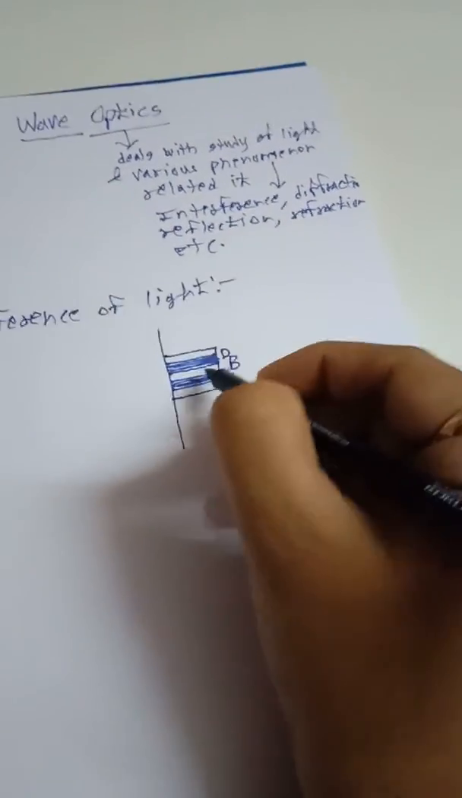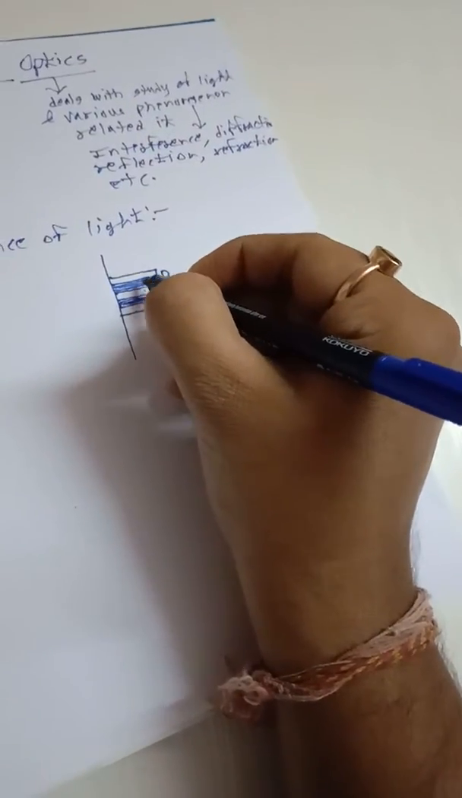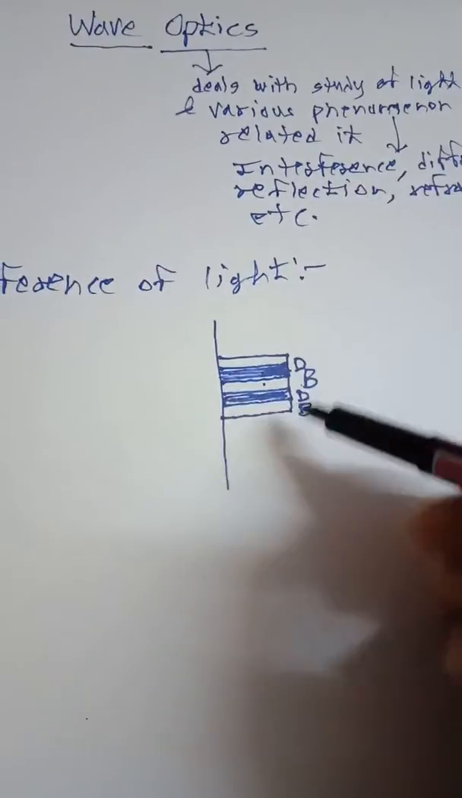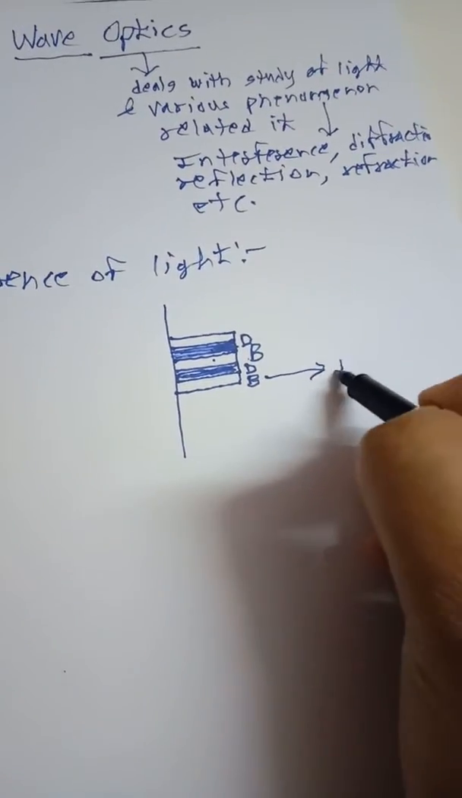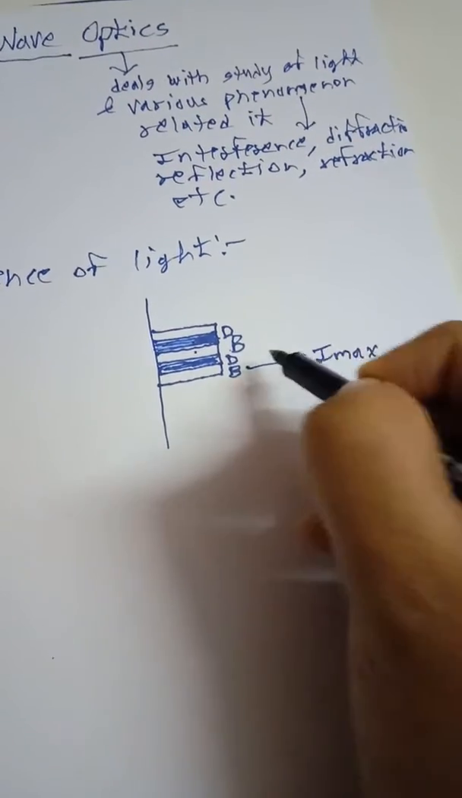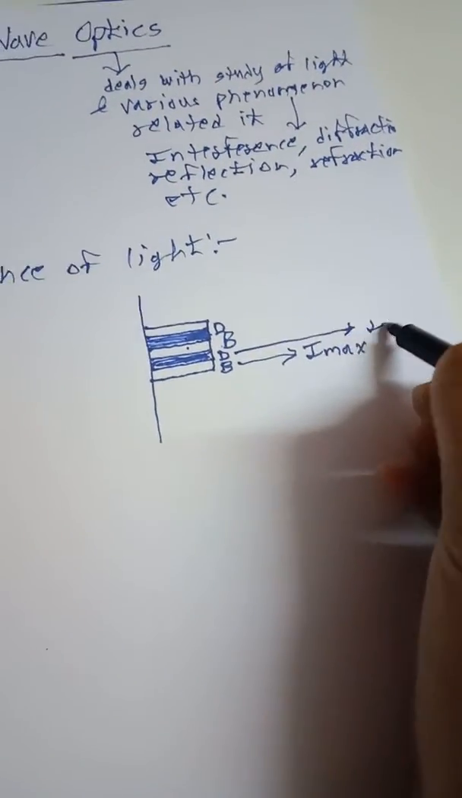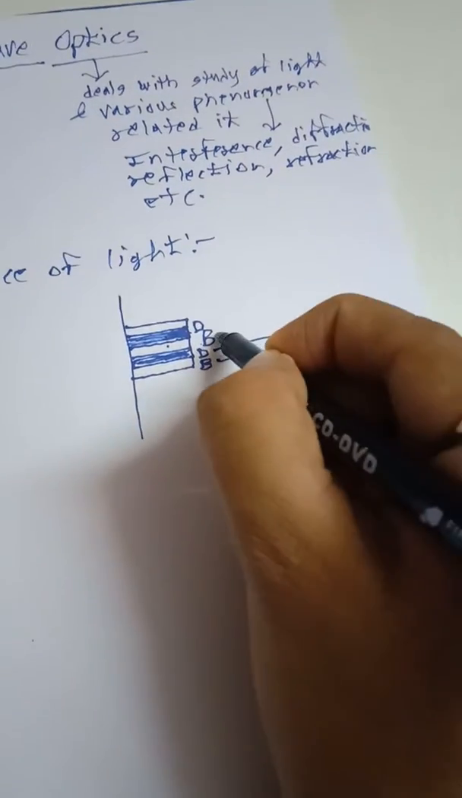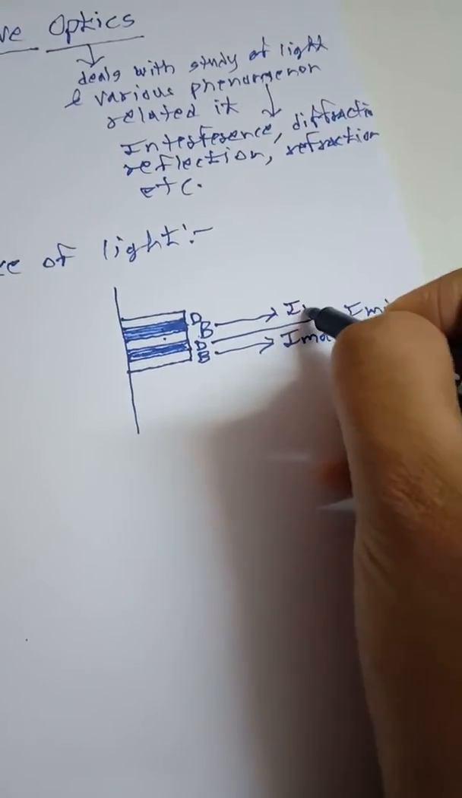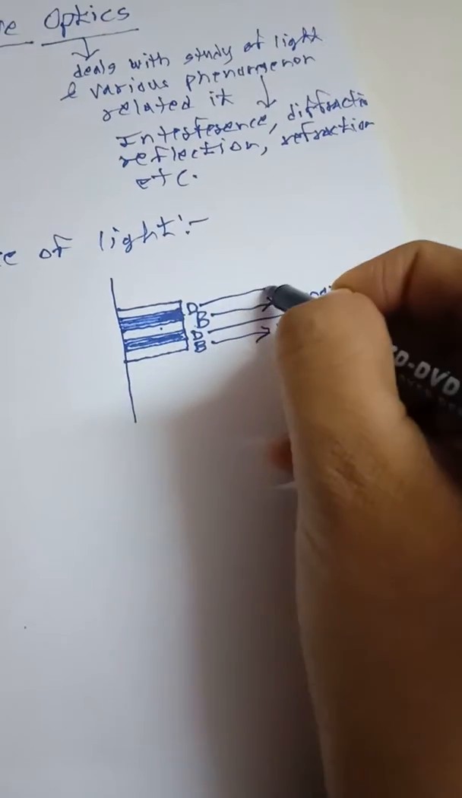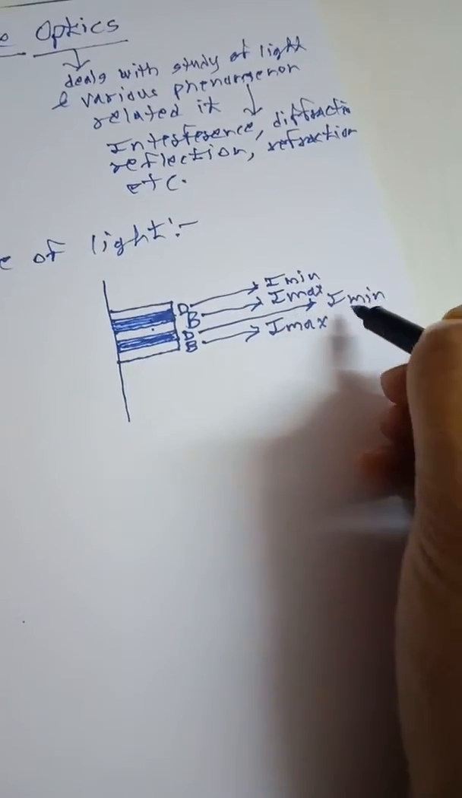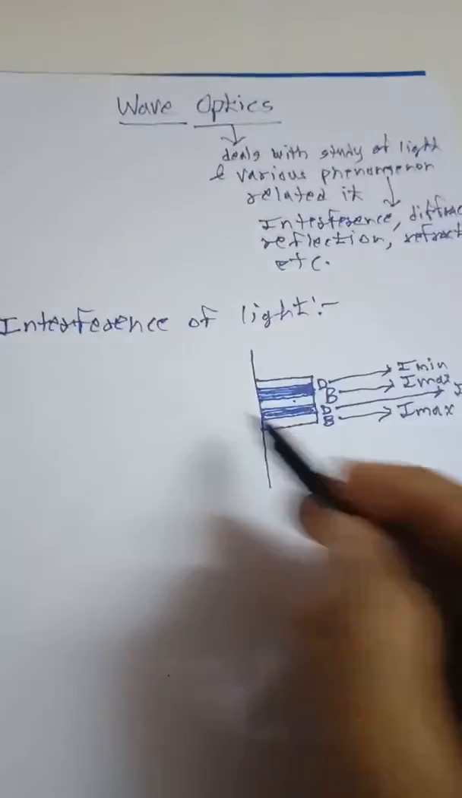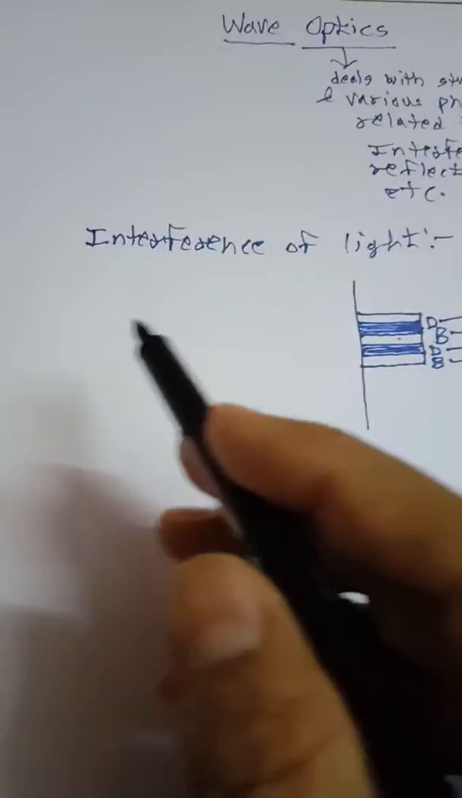So what is this alternate? We can say bright, dark, bright. So this is called what? The interference pattern on the screen. Here the intensity is maximum. Here the intensity is minimum. Further the intensity is maximum, and further here the intensity is minimum, and so on. So the maximum and minimum intensity in the region of superposition is called interference of light.